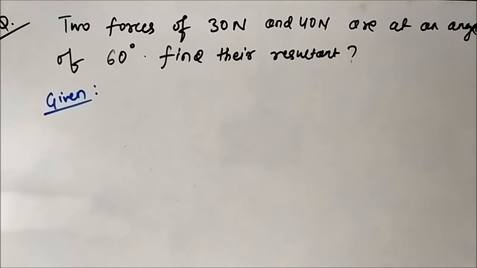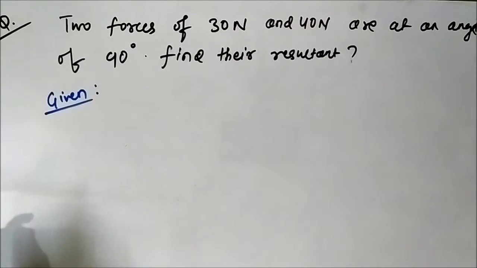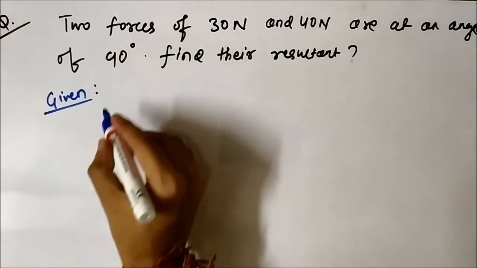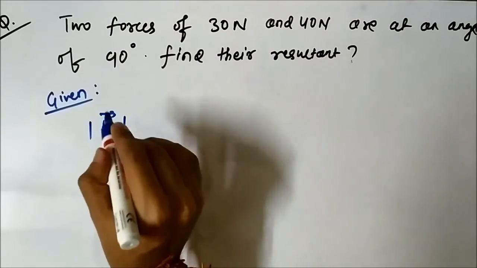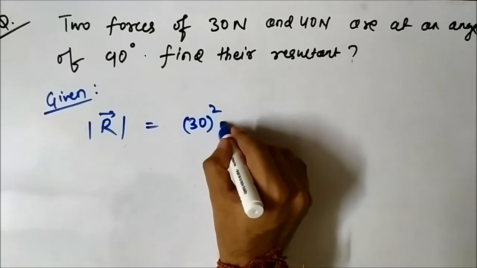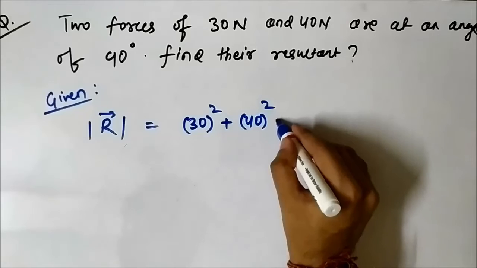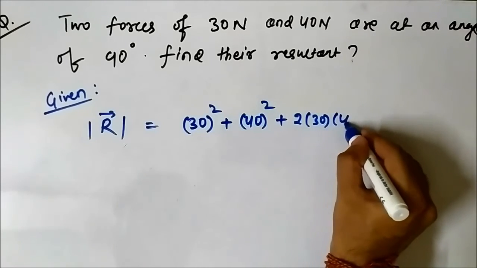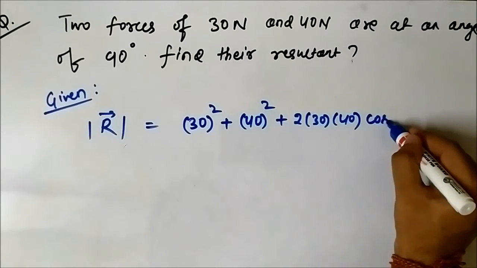Now here comes the second part of the question. According to the question, if the same two forces, that is 30 Newton and 40 Newton, are at right angles, so theta becomes 90 degrees, what will be the magnitude and direction of the resultant? Again we have to use the same formula, R vector magnitude is the square root of p square plus q square plus 2pq cos theta. So here we will directly write it: 30 square, p square plus q square, plus 2pq cos theta, which is cos 90 degrees.